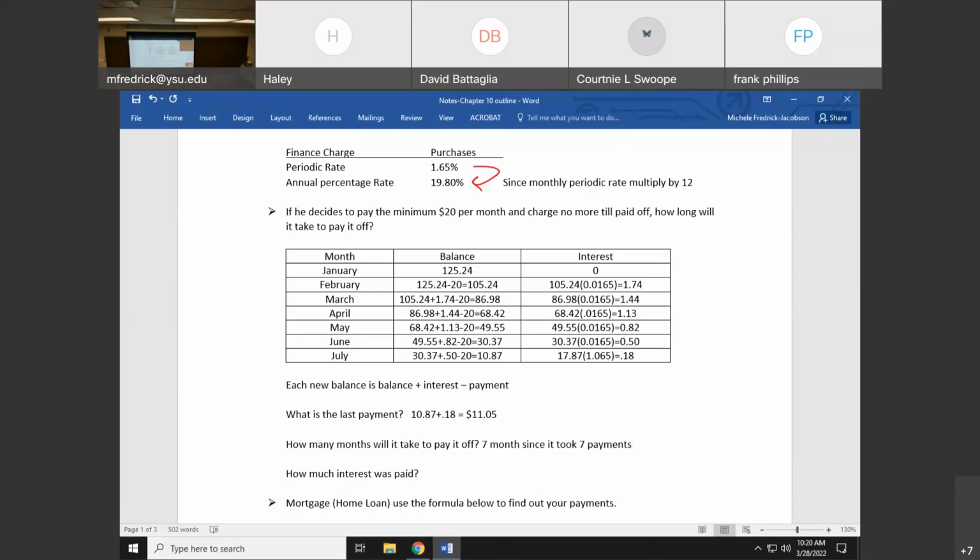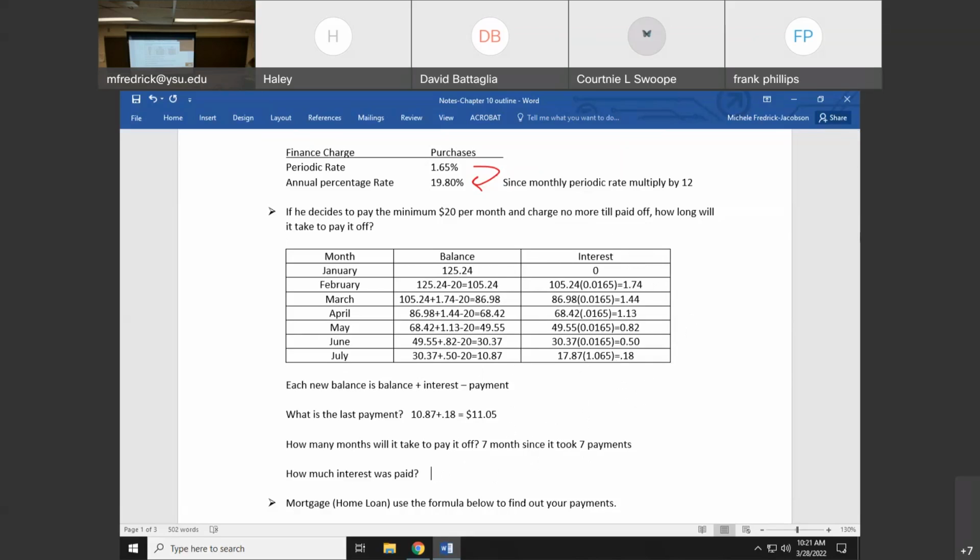How much interest did he pay? Does everyone agree with that? 5.81. Yep. So one way of finding the interest is just to add all the interest up. Probably the easiest. You could also take all of his payments, 7 of them, and then subtract the balance. So one way, you add the interest and you should get 5.81.